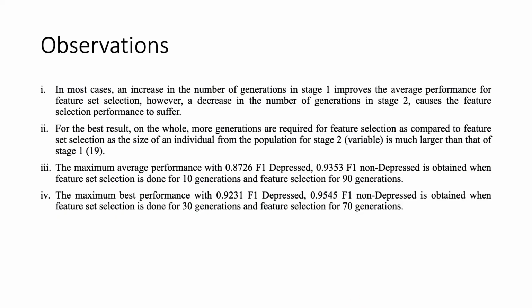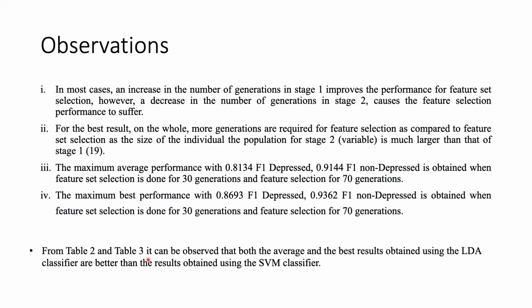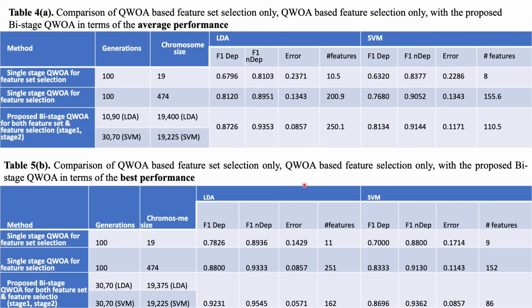These are the observations, and similar observations can be seen when we perform the experiments using SVM. The best result is obtained when we set 30 generations for feature set selection and 70 generations for feature selection. It can be observed that better results are obtained using LDA as compared to the SVM classifier.